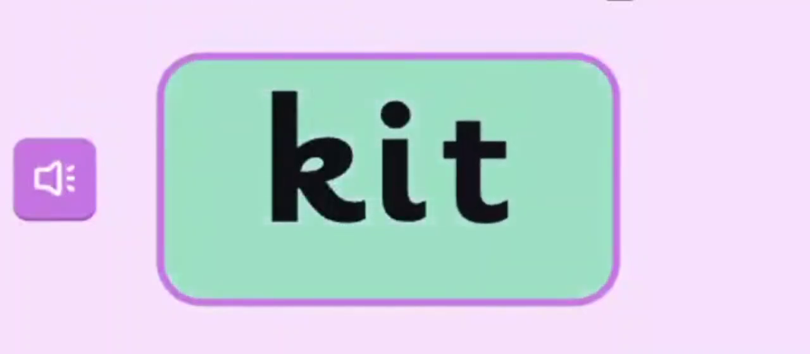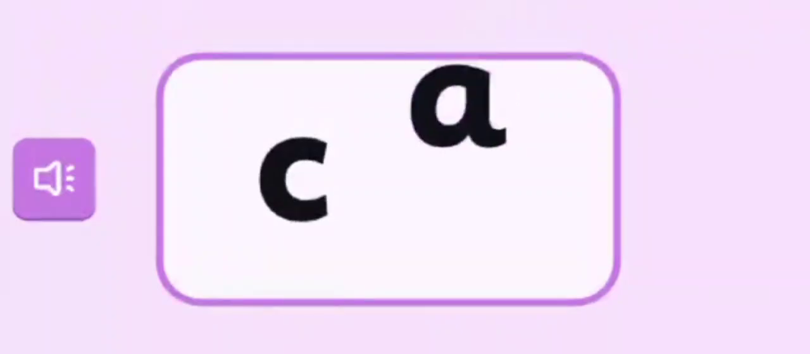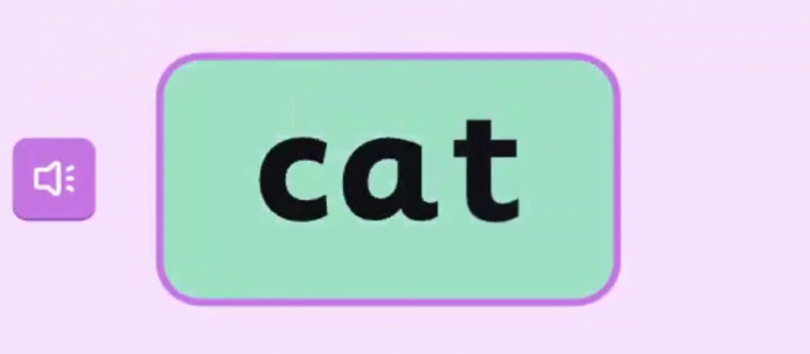Kit. The first sound is k, and then i, and the last sound is t. Kit. Cat. Yes, the first sound is k and a, and then t. Cat.